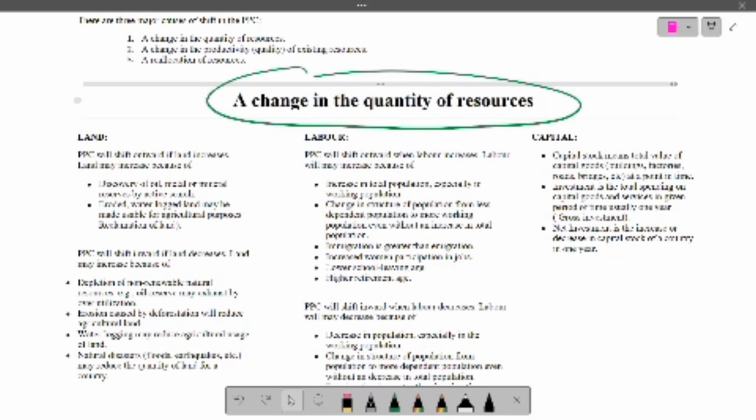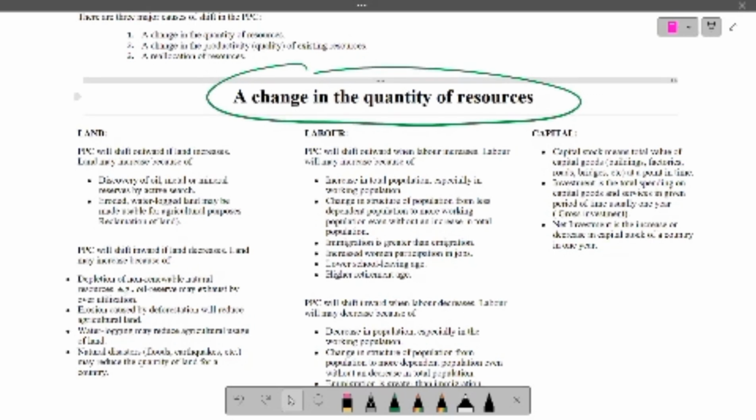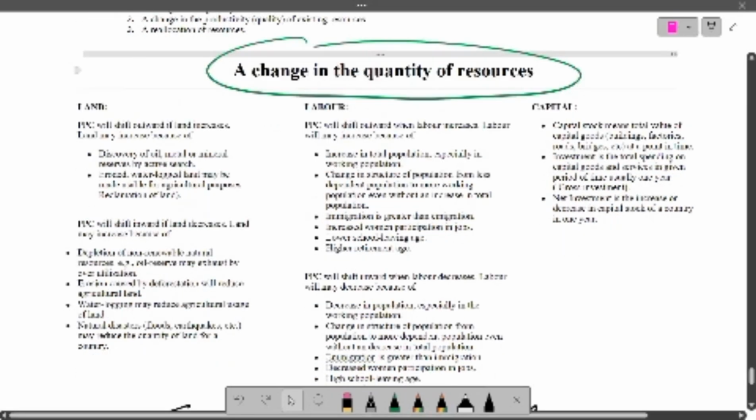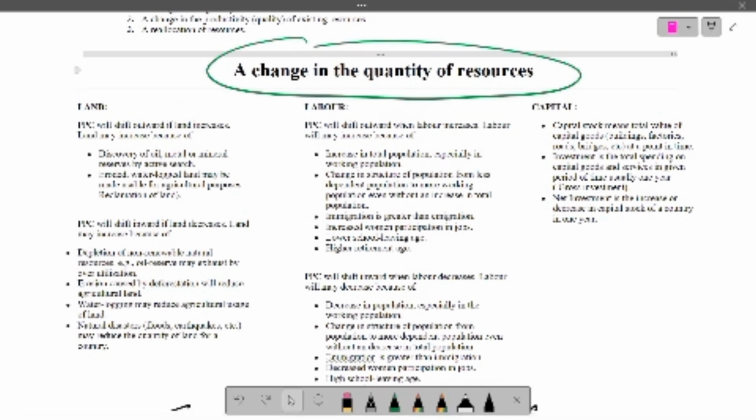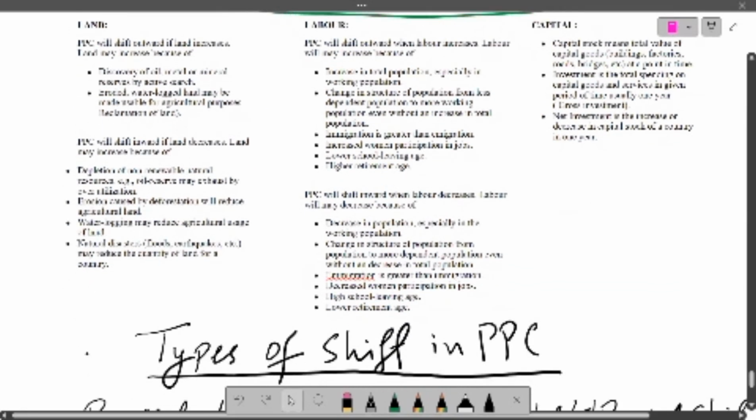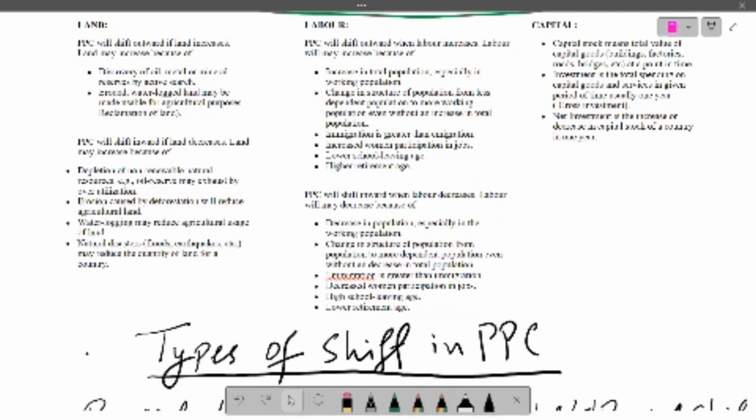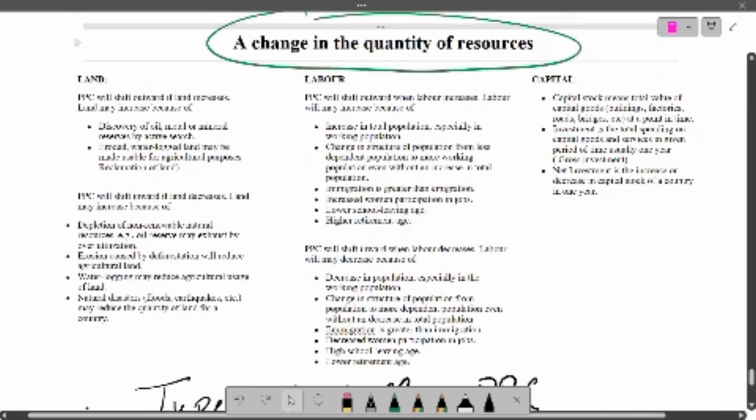Now regarding labor, the PPC will shift outward when labor increases. Labor will increase because of an increase in total population, like immigration into the country, especially of the working population, or a change in the structure of population from less dependent population to more working population, even without an increase in total population. The PPC will shift inward when labor decreases, for example because of a decrease in population due to an earthquake, flood, or any other circumstance. Also emigration, where people leave the country to work in another country, and a lower retirement age.